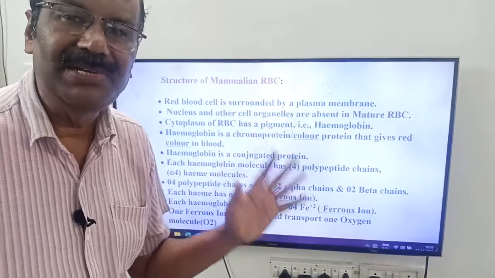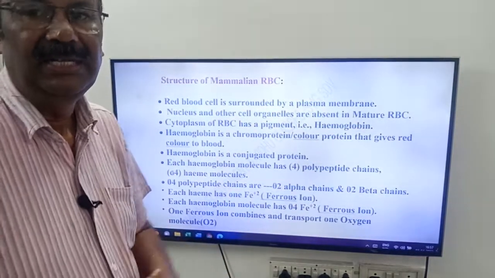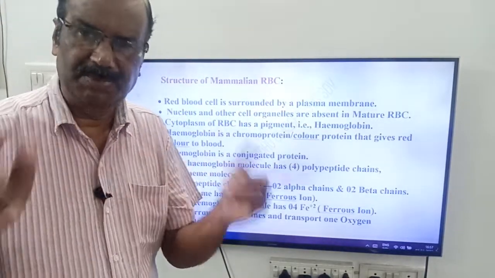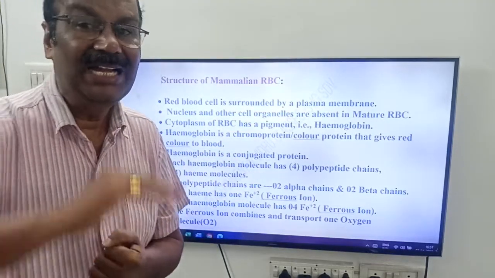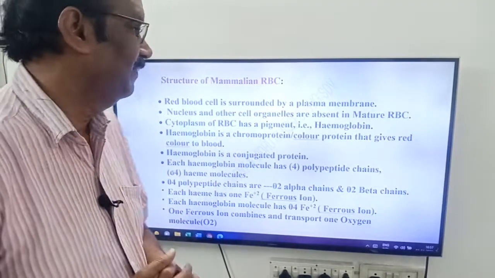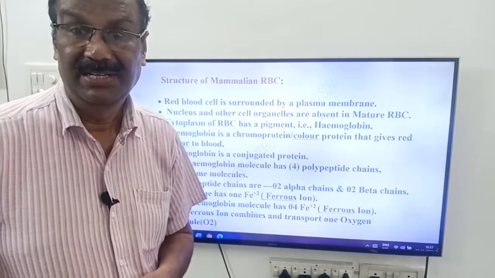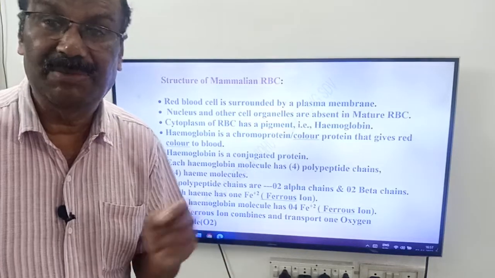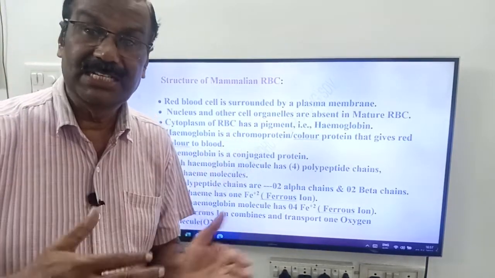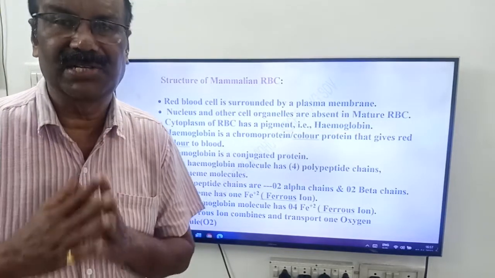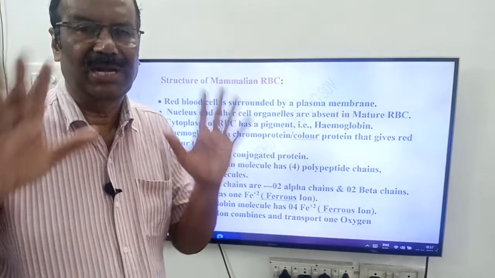But the mammalian red blood cell has no nucleus and no cell organelles. Friends, very important. It is surrounded by plasma lemma or plasma membrane, but the mammalian RBC has no nucleus and no cell organelles. In which stage, friends? In mature RBC. See friends, immature red blood cells of mammals have a nucleus and other cell organelles, but when matured, the mature red blood cells of mammals have no nucleus and no cell organelles.